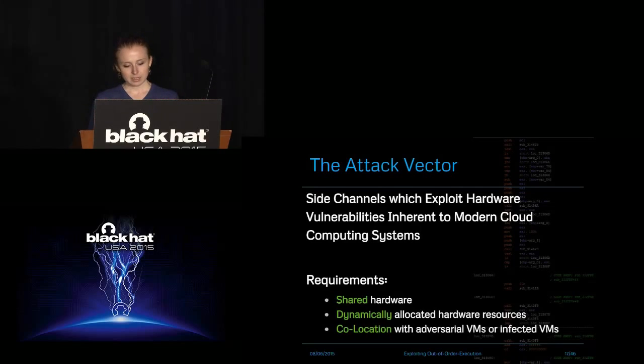We have that. Dynamically allocated hardware resources, all right, we have that too. But we also have to know we're co-located with our victim or our colluding VMs. And that's one that's a little harder to prove. There has been literature on this. I'm not going to go into that today. But we're assuming that moving forward.